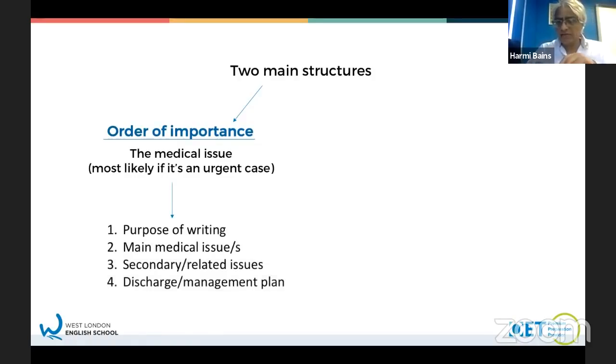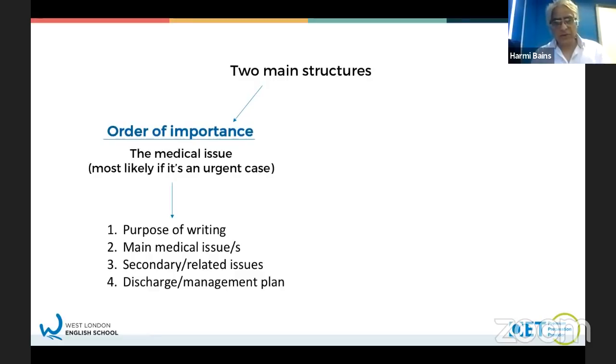Just a rough idea, and this is rough as well, because you have to remember every letter is different. Some letters you might need just 2 or 3 paragraphs, some you might need 3 or 4. It depends, every letter is different. So what I'm telling you here is quite general.